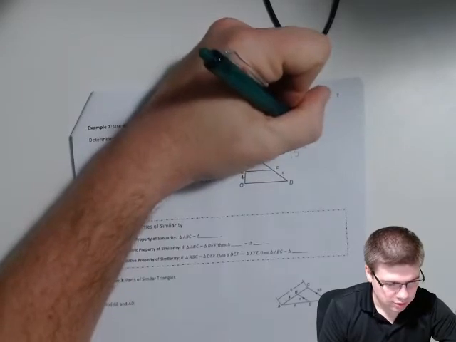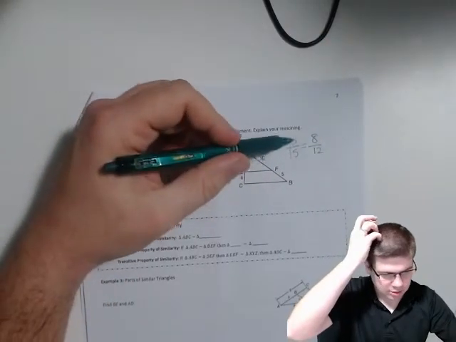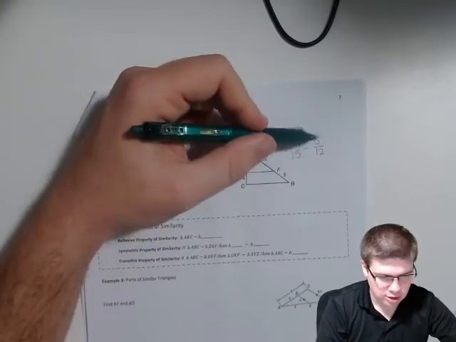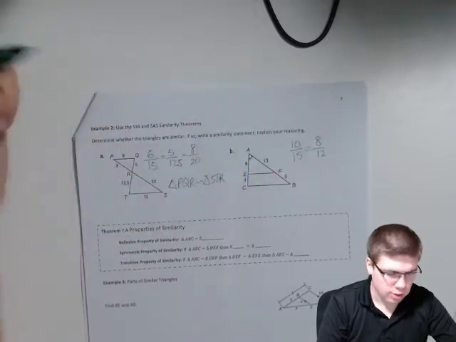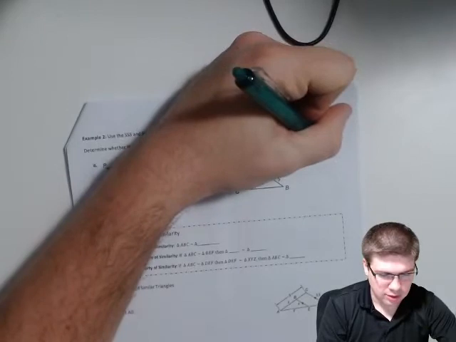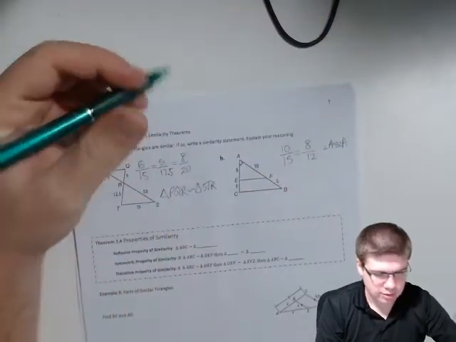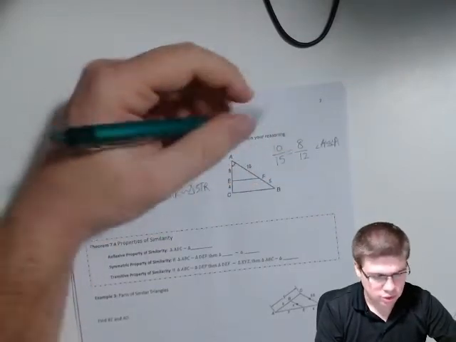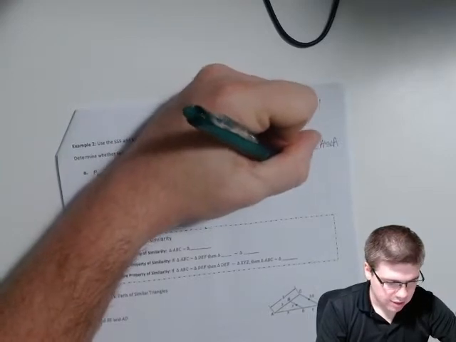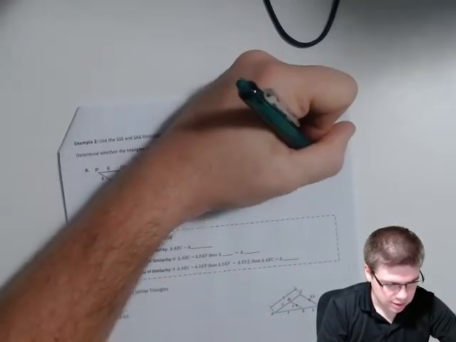Is 10 over 15 the same thing as 8 over 12? You can bust out the calculator, but we can divide both of those by 5 and get 2/3. Divide by 4, we get 2/3. So they are proportional. Sides are proportional. Angle A is congruent to angle A, obviously reflexive. And so therefore we know those triangles are similar. So we could say triangle AFE is similar to triangle ABC.